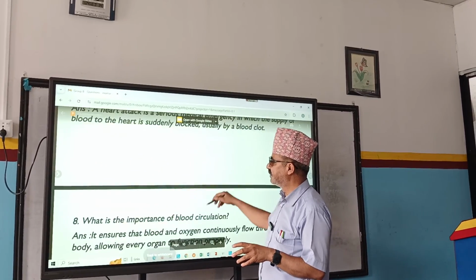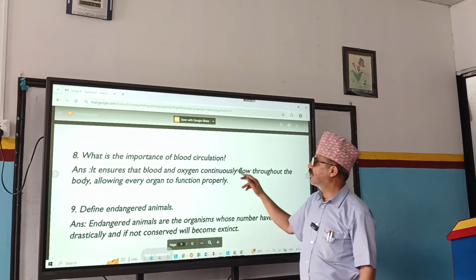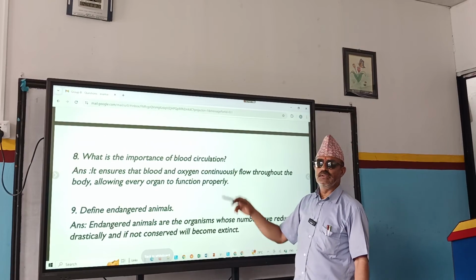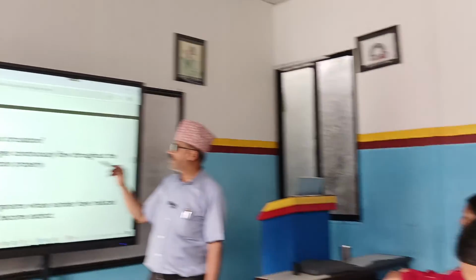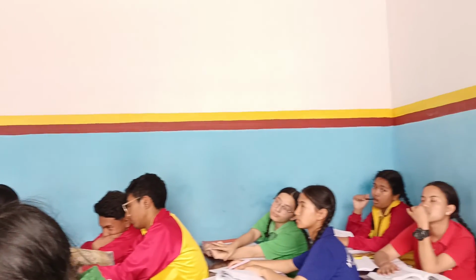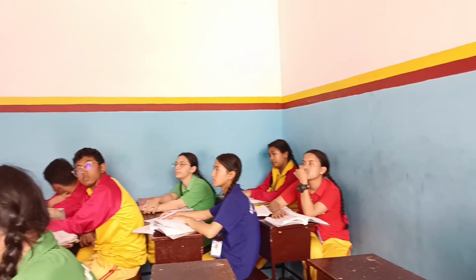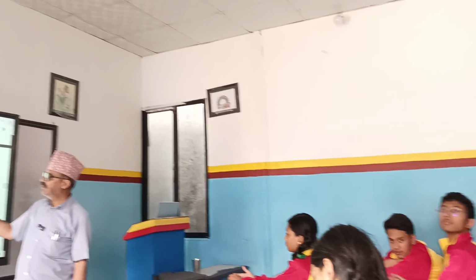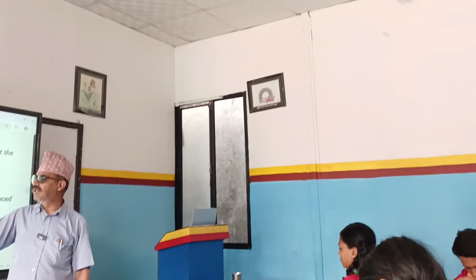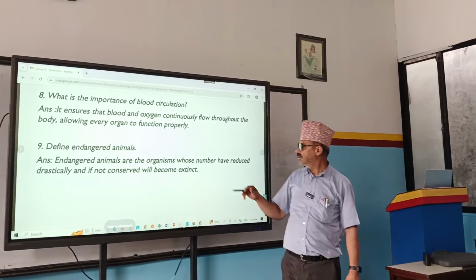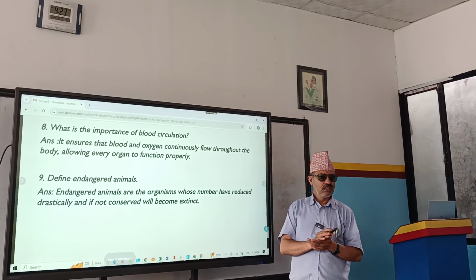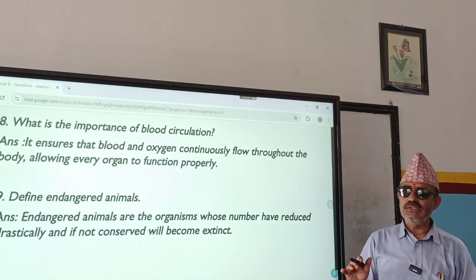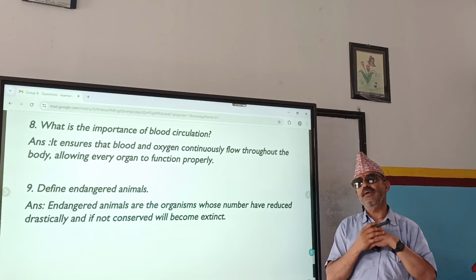What is number 8? Importance of blood circulation. What does blood circulation do? It transports various substances throughout the body. And what do you mean by endangered animals? Those whose numbers have greatly reduced and they become extinct if not taken proper care.